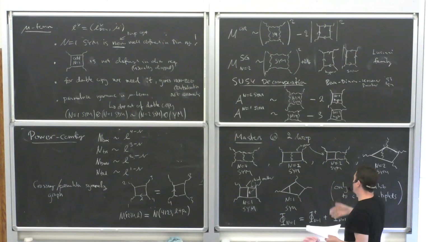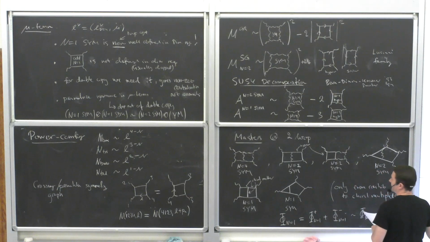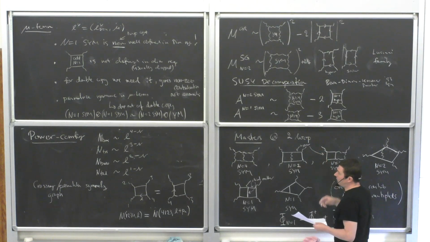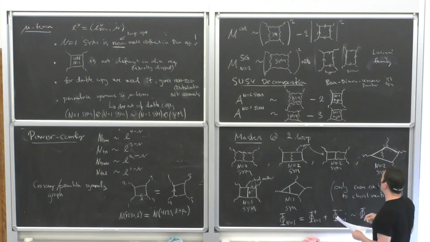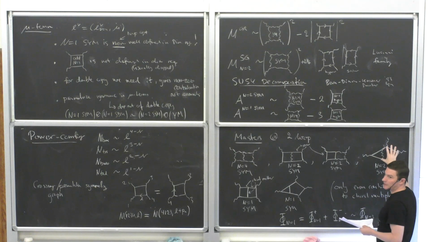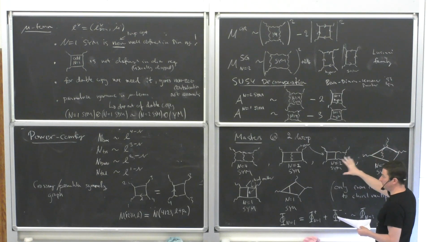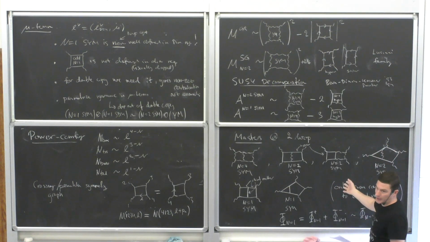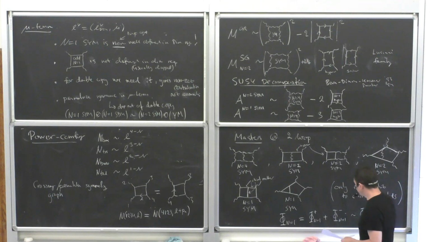You might also say, why didn't you write down the non-planar boxes and so on? Well, they're related by Jacobi relations, right? There might also be some assumption about some diagrams being 0. For example, we know that this diagram is 0 in N equals 4 and so on. But anyhow, these are the non-zero diagrams that we need.